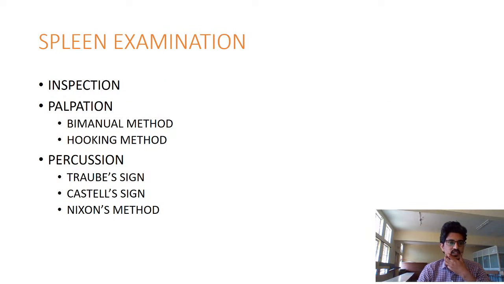Coming back to spleen examination. In spleen examination, based on inspection, you look for any abdominal distension or specific decreased movements in the abdomen. In palpation, you use either the bimanual method or hooking method. In case of percussion, use the Traube's space, Castell's sign, and Nixon's method. Basically, these are the things used for spleen examination.